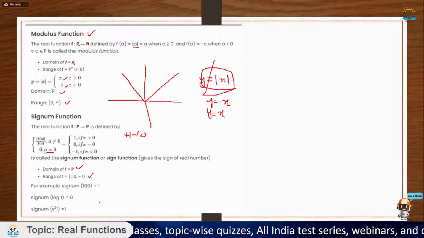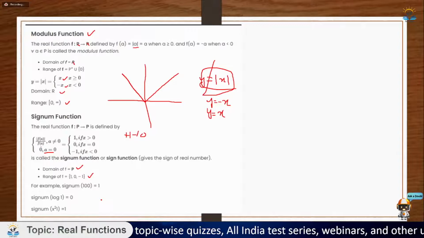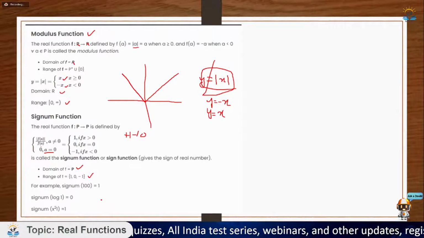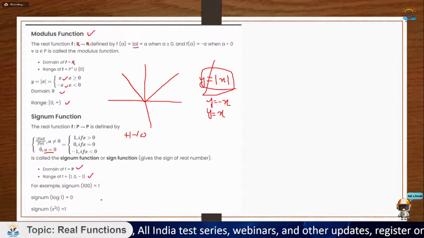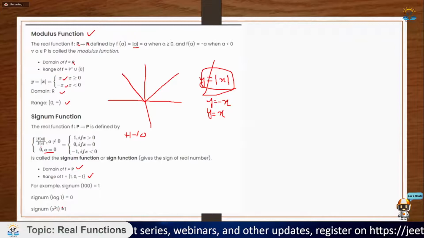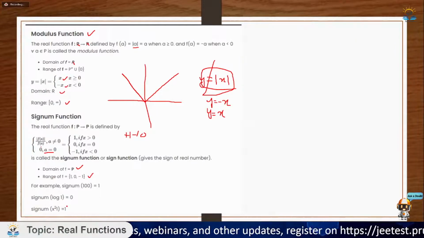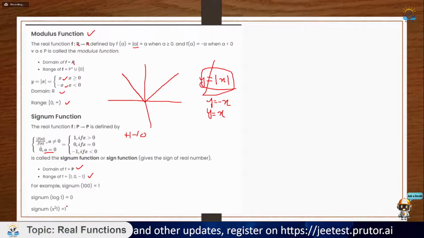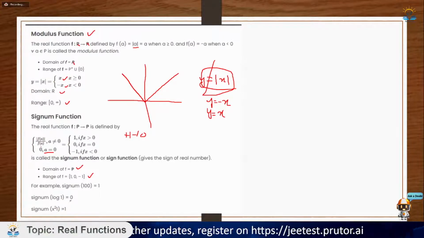Signum of x squared: you know that x squared is always positive because it is squaring your number, no? So for a positive number, signum will give you 1. So signum of x squared would be 1. Similarly, signum of minus x squared would be minus 1. Why? Because x squared is positive and you are multiplying it with a minus, so you will always get a negative number. So always remember signum is a function which will give you only three answers, either plus 1 or 0 or minus 1. Okay. So I hope you got it.